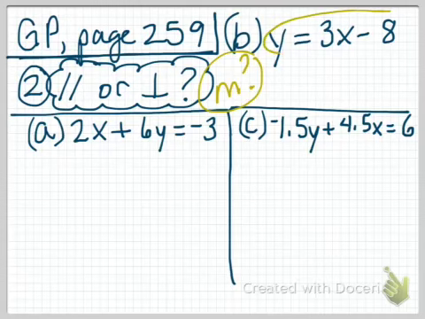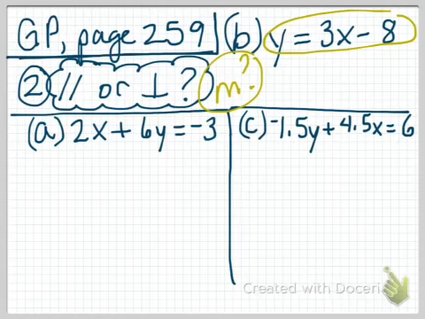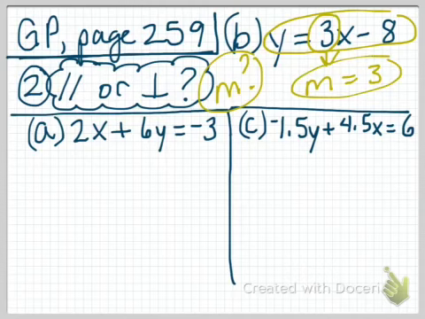Over here is our best friend when it comes to figuring out slope, because it's already in slope-intercept form. So we know that the number in front of x is our slope, which means the slope of this line is 3. 1 down, 2 to go.